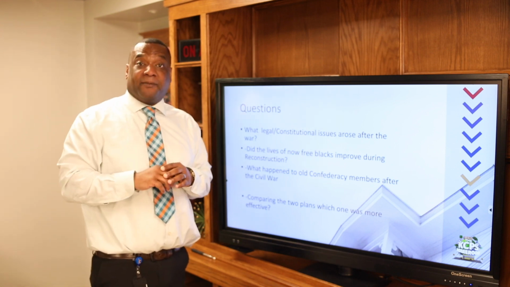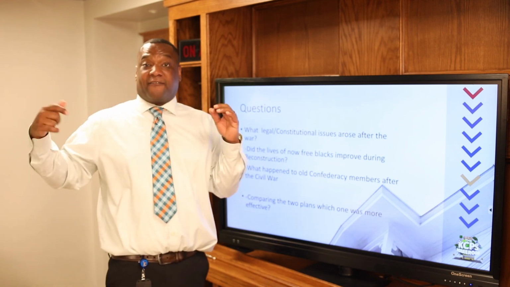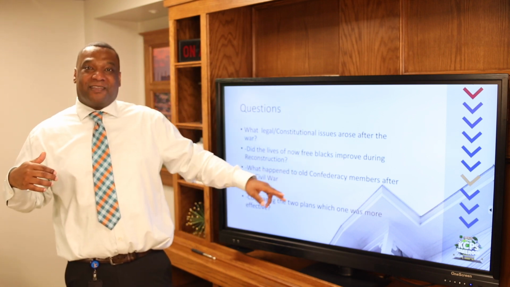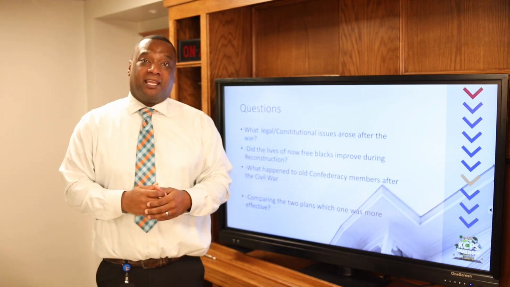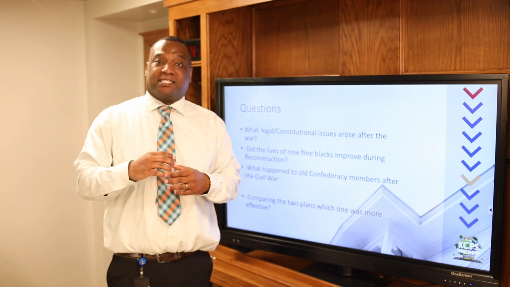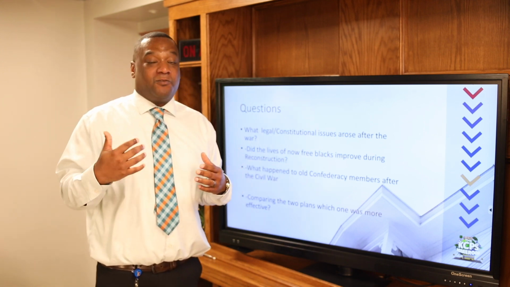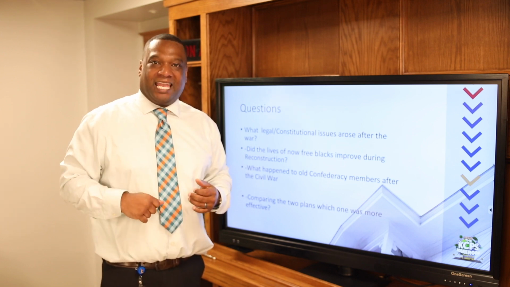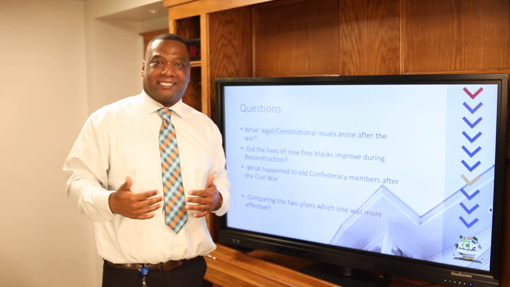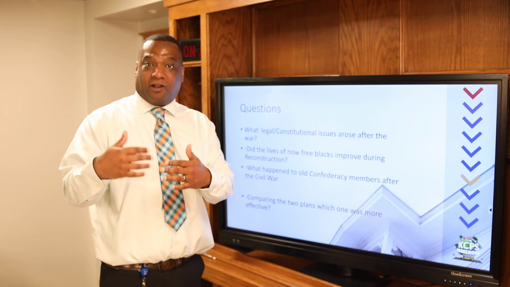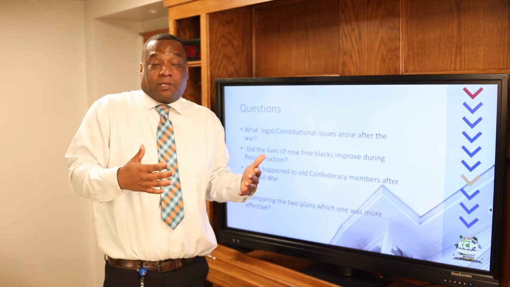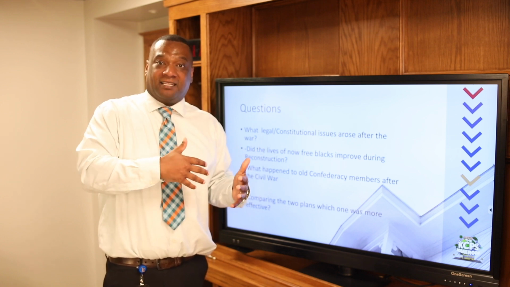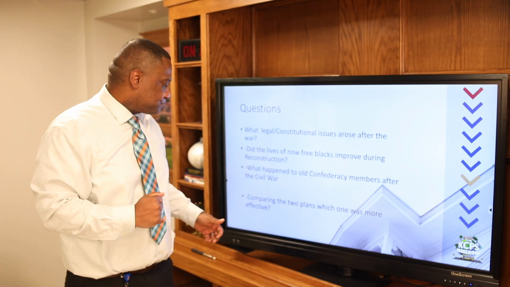So with the 14th Amendment, remember, that one gave African Americans the right to citizenship, right? But the 14th Amendment also stripped away the Confederacy's right to vote. So if you were like Jefferson Davis, he lost his right to vote. He lost his right to be a citizen of the United States, right? To participate in open elections. So that's what happened to the old Confederacy, right? They actually lost their rights as men to be a part of the United States.